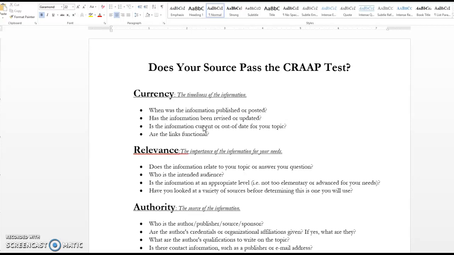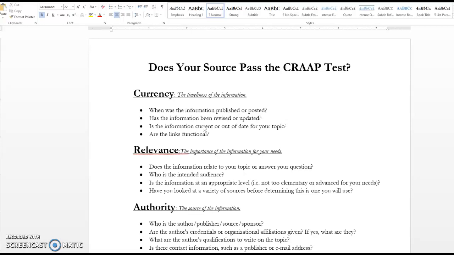If you're talking about something where you need to look up the history, then you can probably stretch the currency a little bit longer. It's going to depend on your topic. And that's where you need to start using your intuitive critical thinking. Really tap into that. Think about, is this current enough for my project? Relevance. Is it relevant to what you're talking about?